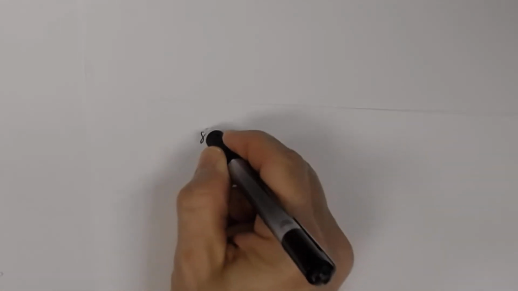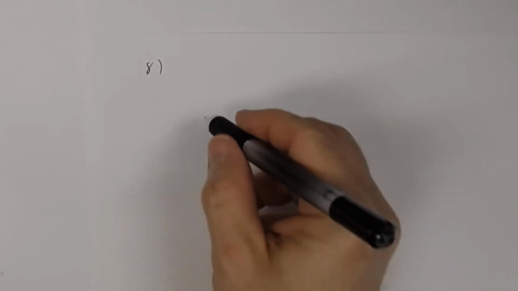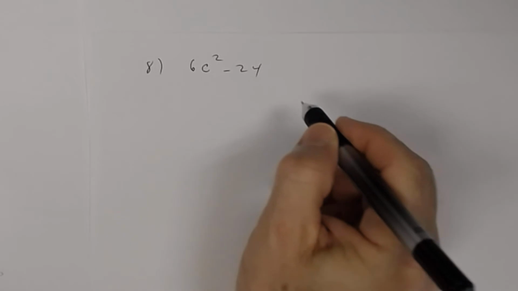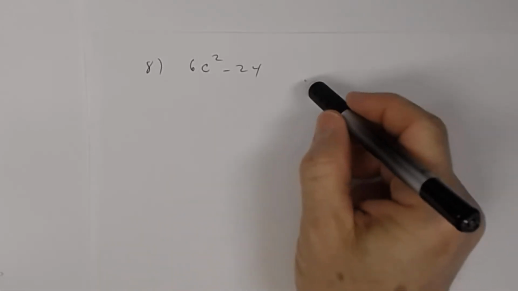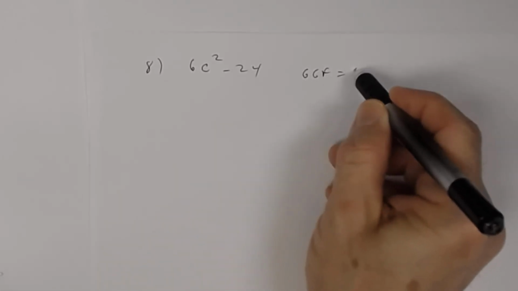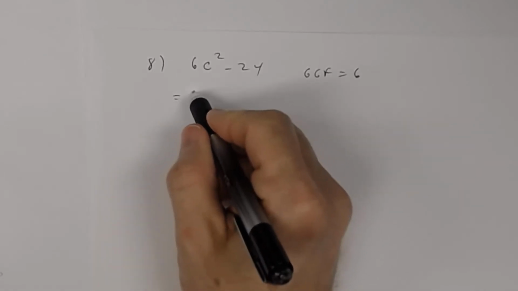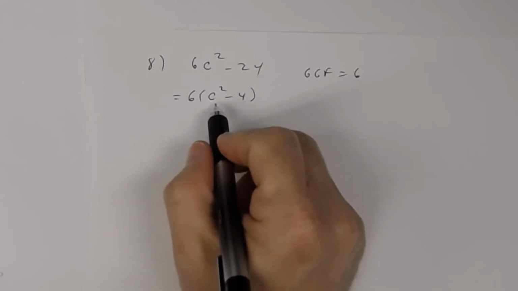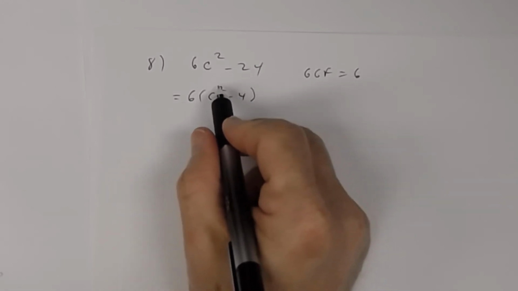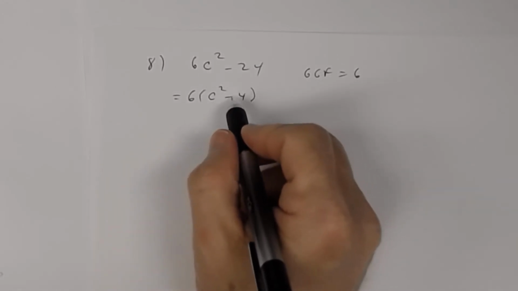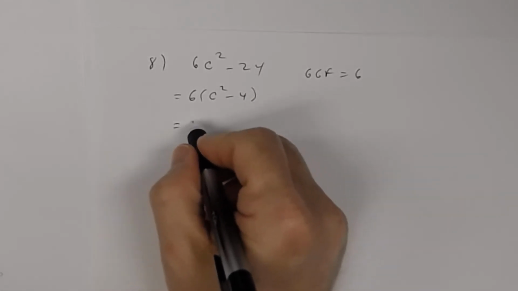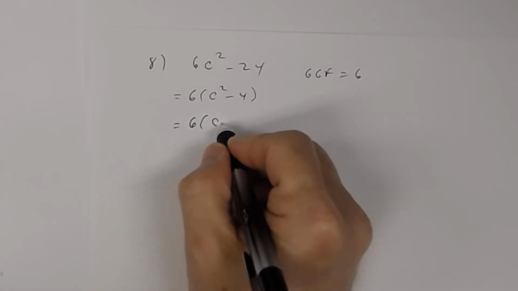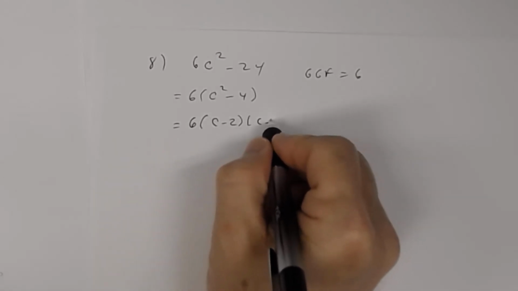Let's look at number 8. Number 8, you have 6c squared minus 24. All right, so I want you to notice that the GCF is 6. So if I factor that out, I get 6 times c squared minus 4. Now what you got to recognize is this right here is a difference of two squares. So I can factor this further. I can factor this as 6 times c minus 2 times c plus 2.